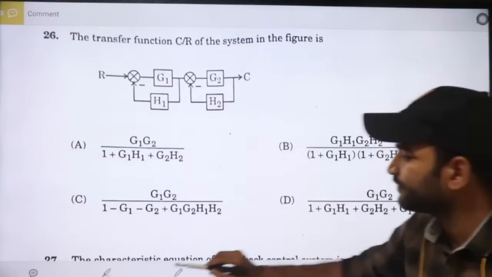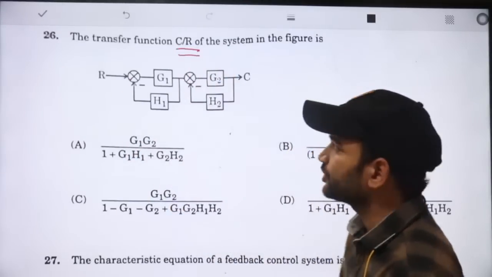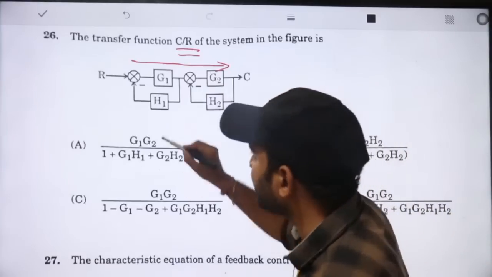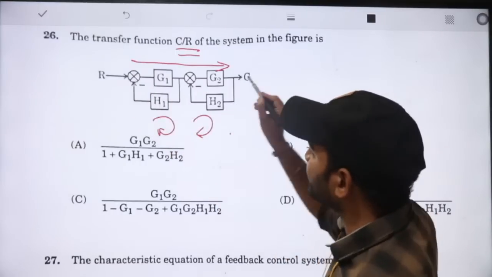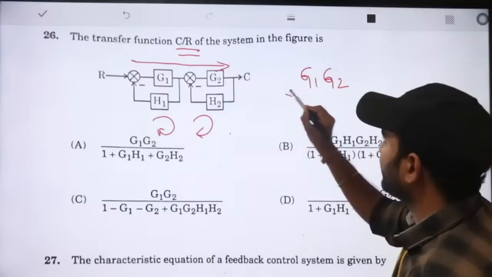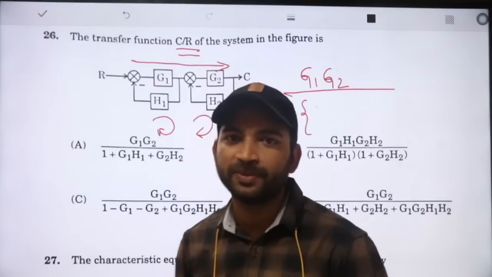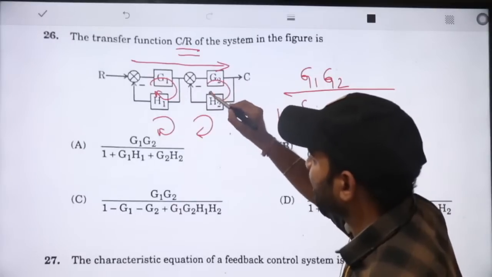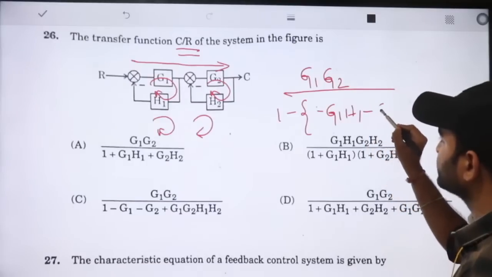Next, the transfer function of the system. Here we need to find out the transfer function. First you need to identify how many forward paths are there. After that, you need to identify how many closed loops are present in the circuit. The forward path gain is Z1 into Z2, divided by 1 minus the sum of individual loop gains. This is the first loop gain and this is the second loop gain, so minus Z1H1 minus Z2H2.